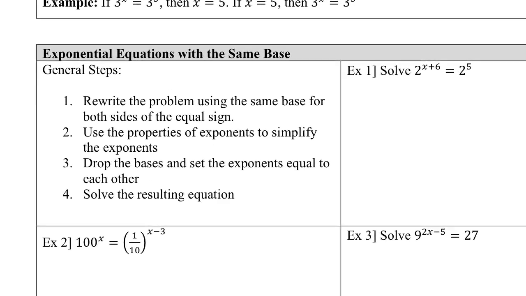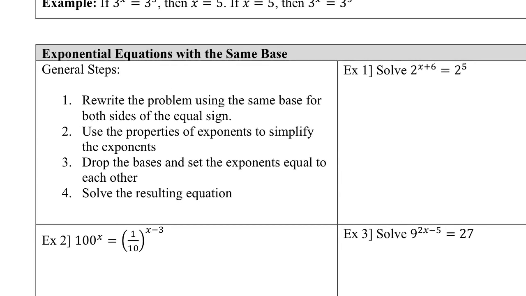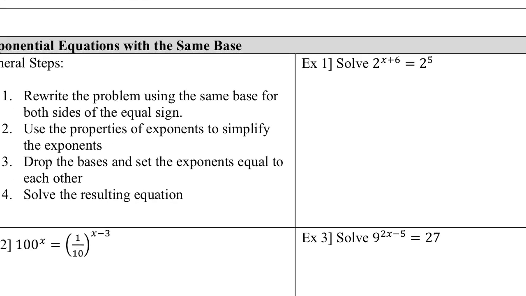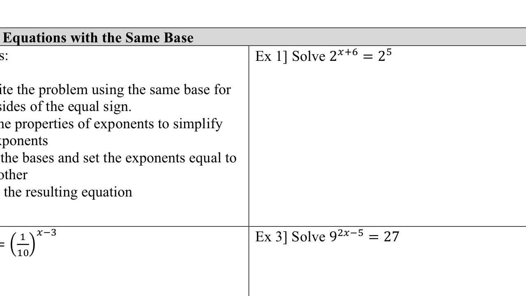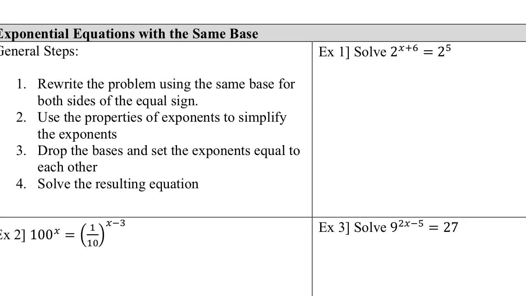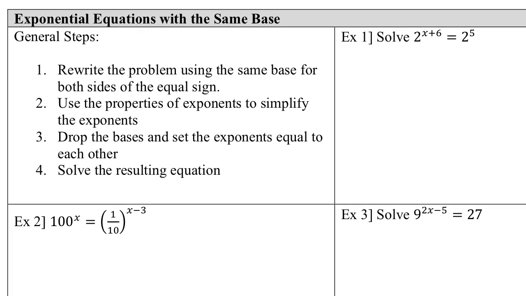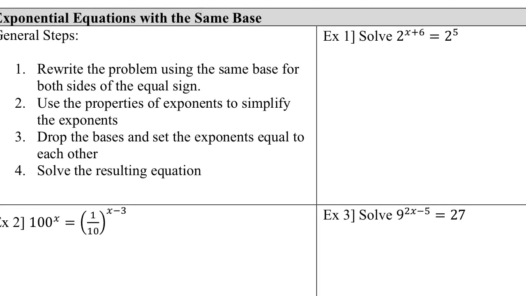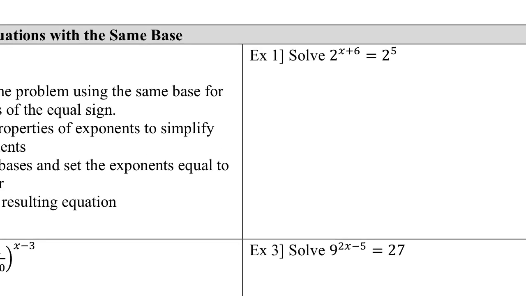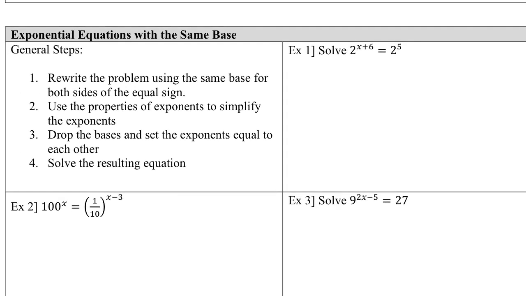So here's the general steps for solving equations with the same base, or something that you can make into the same base. Step 1, rewrite the problem using the same base for both sides of the equal sign. So like if we look at example 1, 2 raised to the x plus 6 equals 2 to the 5th. In this case, the bases are both the same, so I don't even have to worry about step 1 because they're both 2's. Step 2, use the properties of exponents to simplify if necessary. Well, I can't do anything with pluses in the exponent, and I can't do anything with just a plain old 5. Step 3, drop the bases and set the exponents equal to each other.